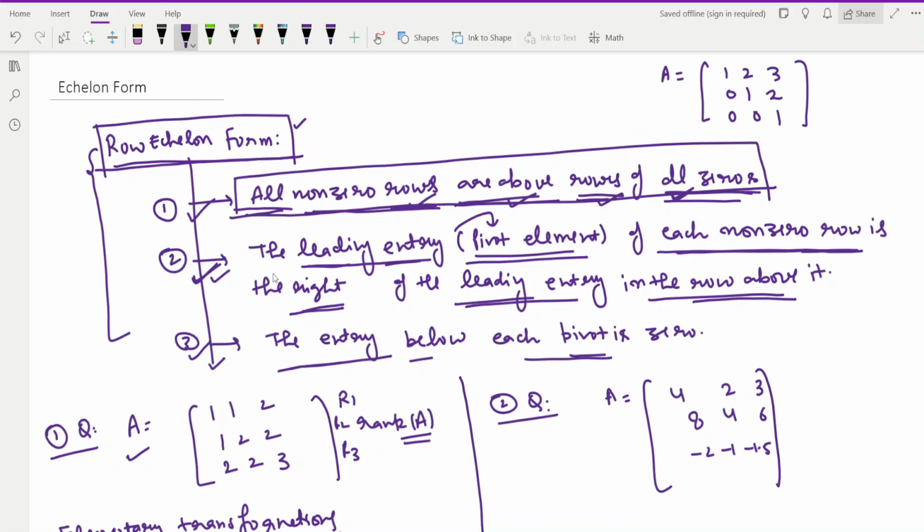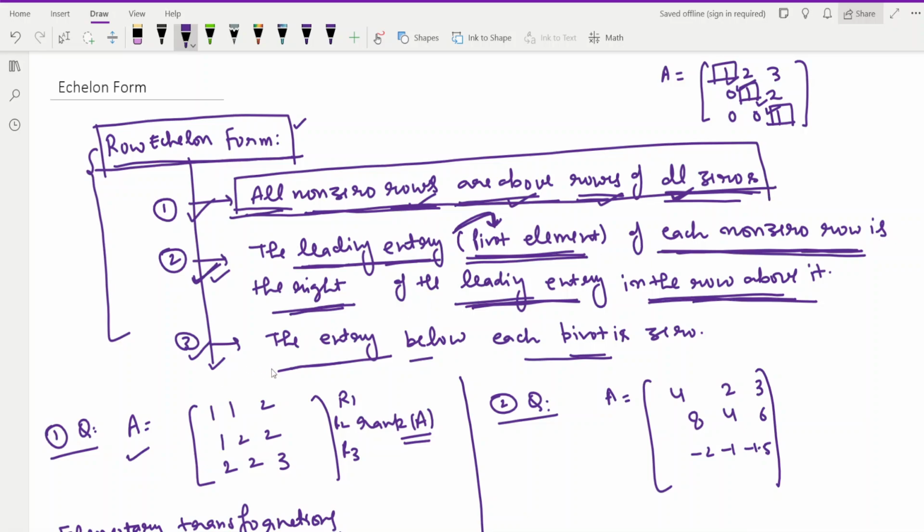And thereafter, what is the second point? The second point is the leading entry. Leading entry means pivot element here. The leading entry of each non-zero row is to the right of the leading entry in the row above it. It means this is the leading entry, the pivot element, in this row. This is the pivot in this row, and this is the pivot in this row. So this pivot is to the right of the previous row's pivot, and this pivot is also to the right of the previous row's pivot. So this is the meaning of this second point.